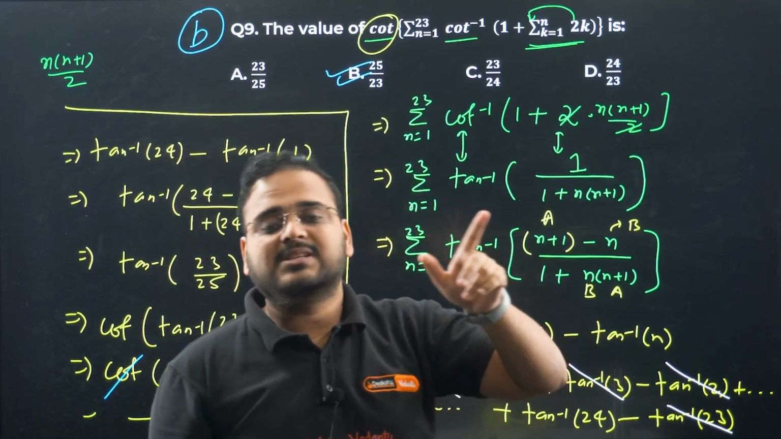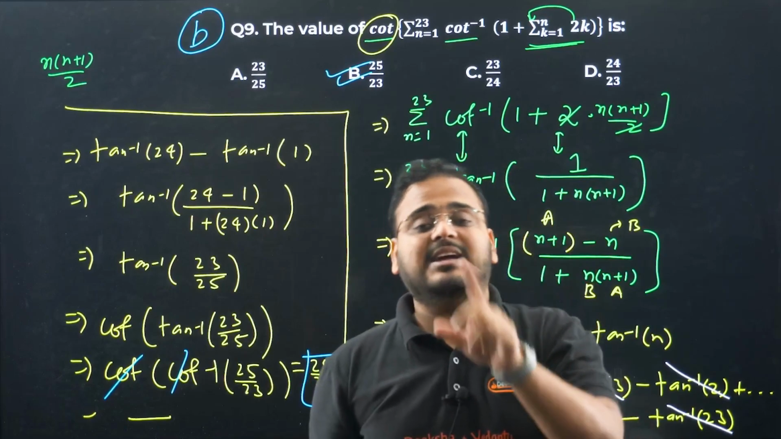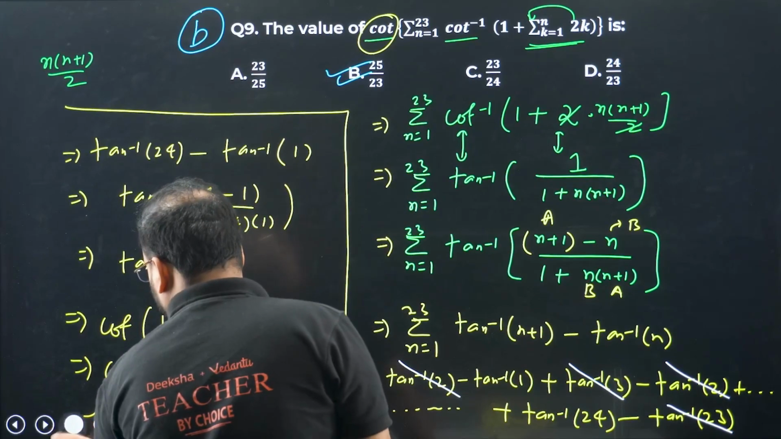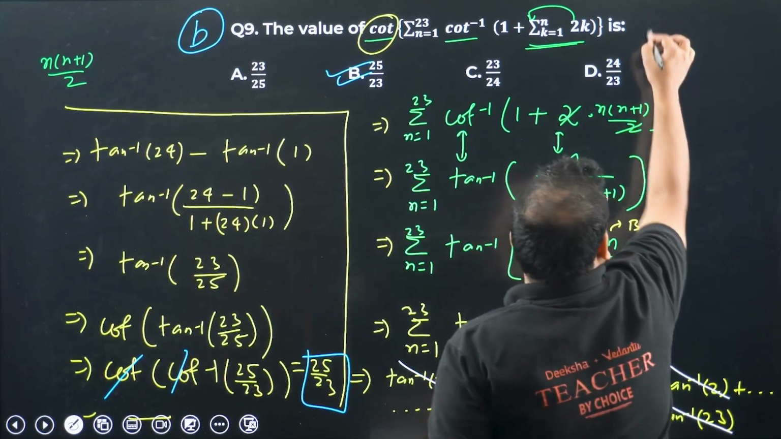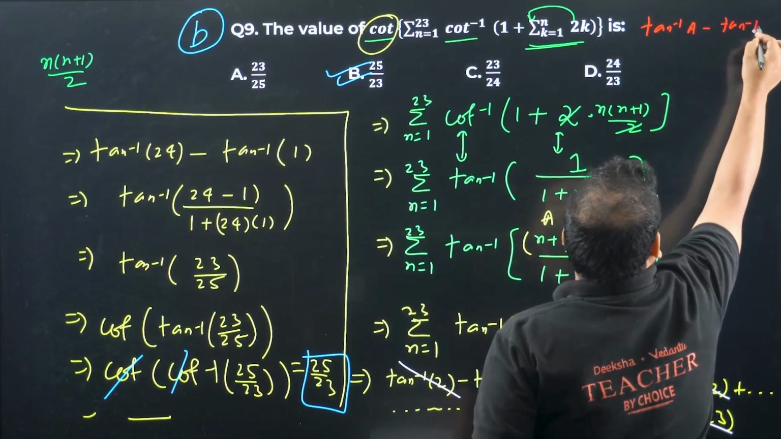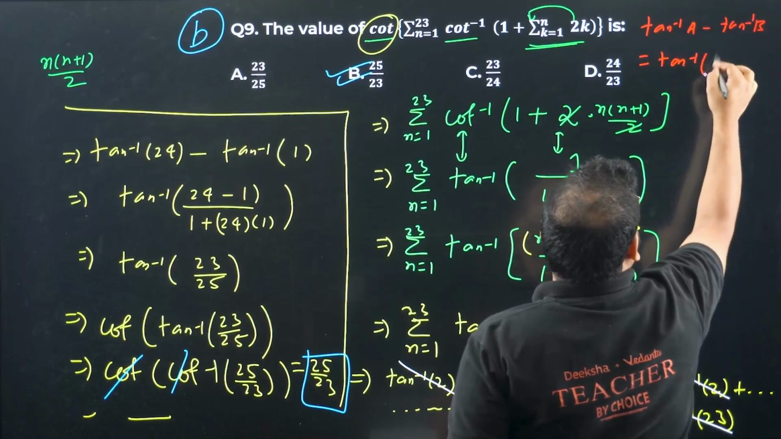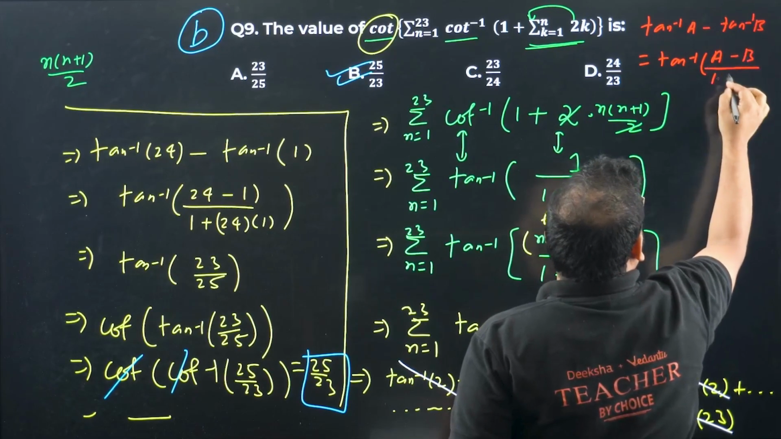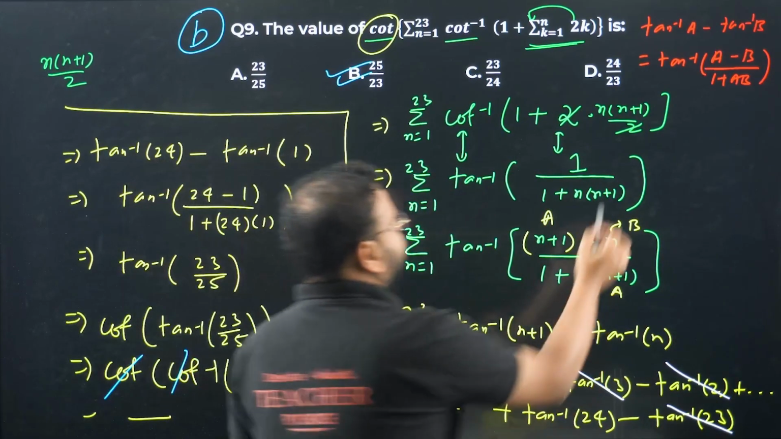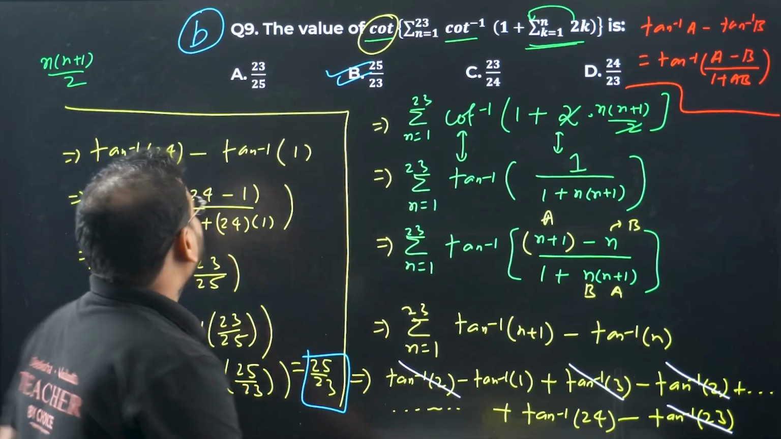Tan inverse of A minus tan inverse of B is given by tan inverse of A minus B upon 1 plus AB. Now better, right? Kindly check. Okay. Clear? Let's move on now. So question number 9 is done.